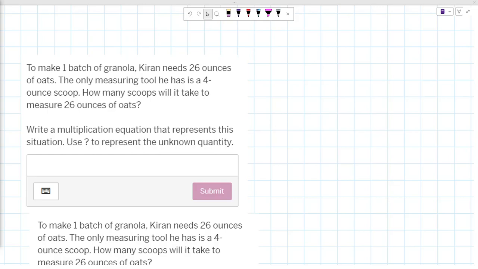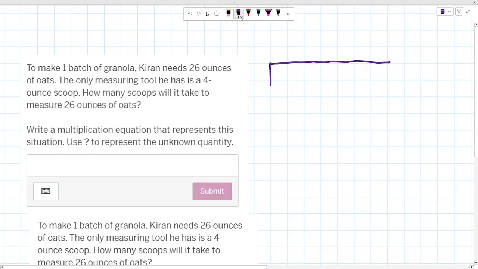The first thing we want to do is write a multiplication equation that represents this situation. Use question mark to represent the unknown quantity. So let's draw a simple picture that'll help us. So let's make a tape diagram. You can draw this on your whiteboard or paper, whatever you're working on. So we have a tape diagram.